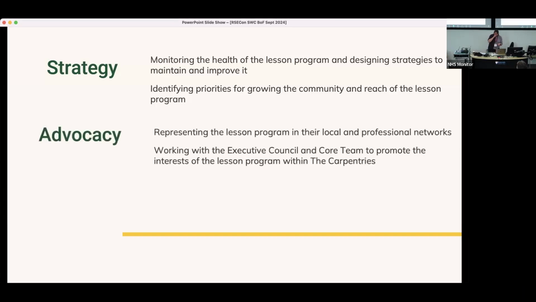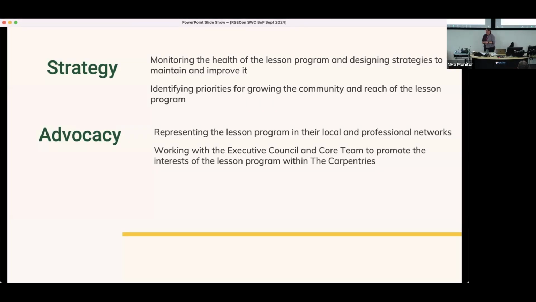The other thing that we do is advocacy. We represent the lesson programme in local and professional networks, which is why I'm here. I'm reaching out to you as the RSE community, and I'll be talking to other research technical professionals as well, about how we talk to you and more broadly. We work with the Executive Council and the core team to promote the interest of the lesson programme within the Carpentries. Do you only look after the Software Carpentry?